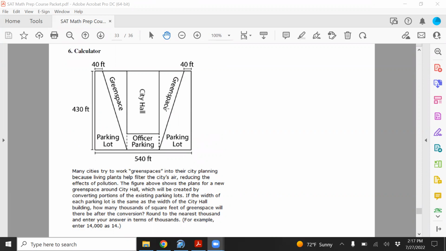Many cities try to work green spaces into their city plan because living plants help filter the city's air, reducing the effect of pollution, and so on. If the width of each parking lot is the same as the width of the city hall building, how many thousand square feet of green space will be?